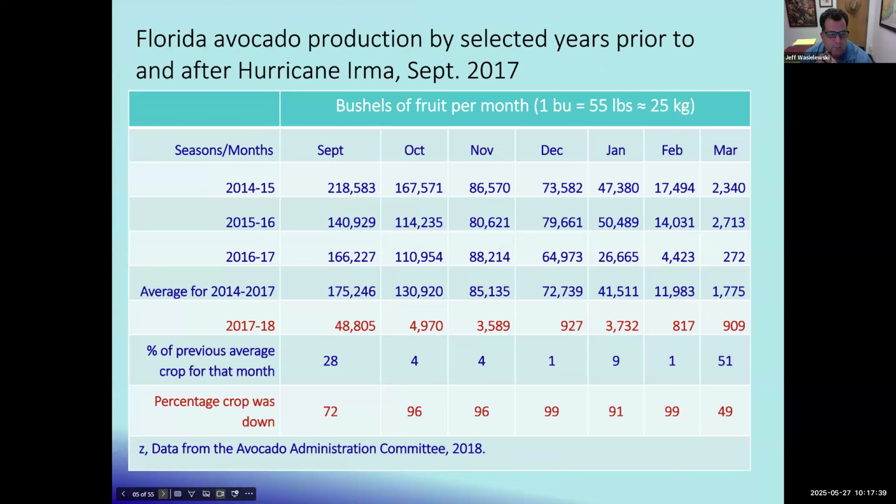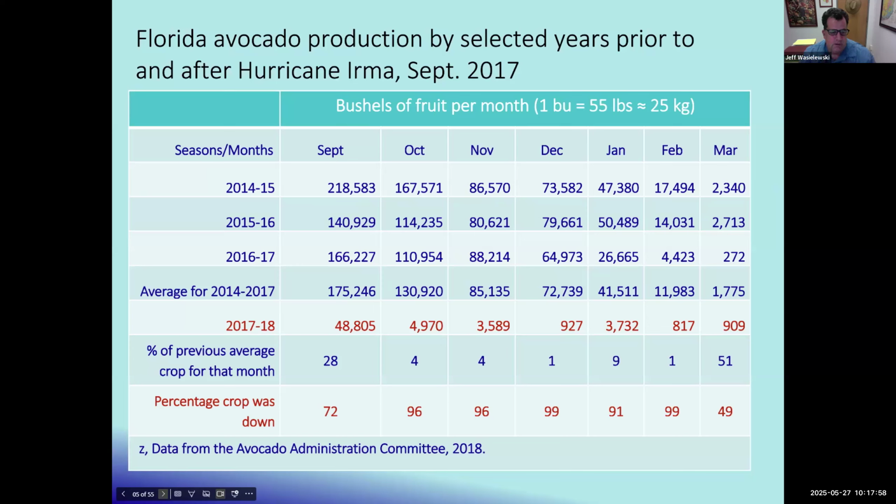So we saw the lime production. What about the avocado production after Hurricane Irma? Remember, that was only a Category 2, but look down in the red and the blue above it. Look at September, October. Look at those numbers, how low they are.